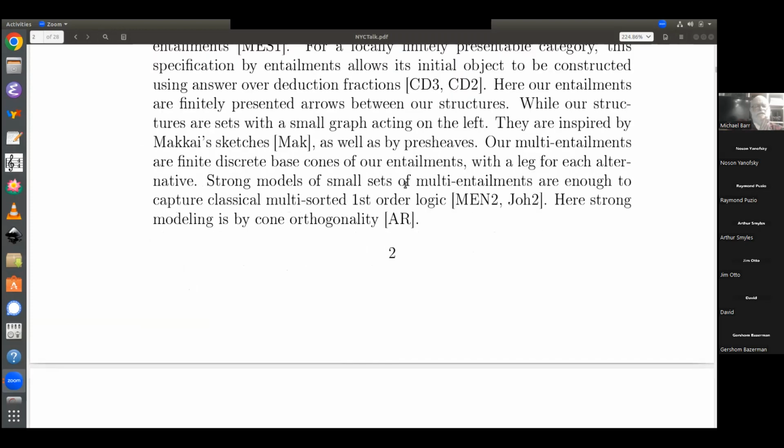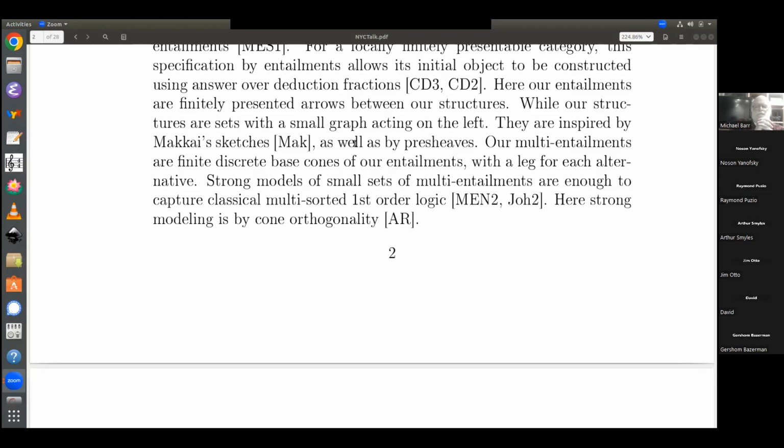And then, putting some important stuff up front, my idea of entailments comes out of an idea of structures that was inspired by Mackey's sketches as well as by Freyd's. And the multi-entailments and entailments are closely connected.